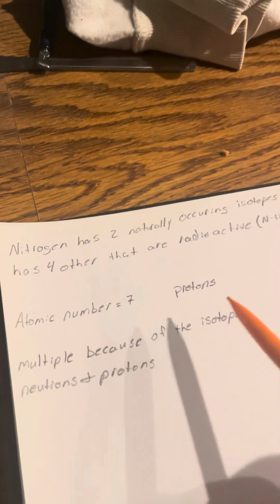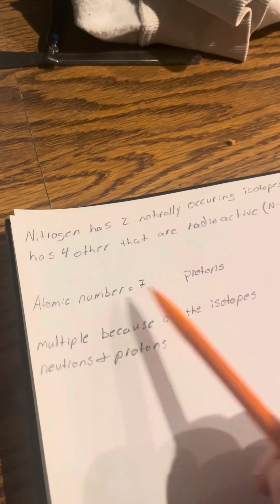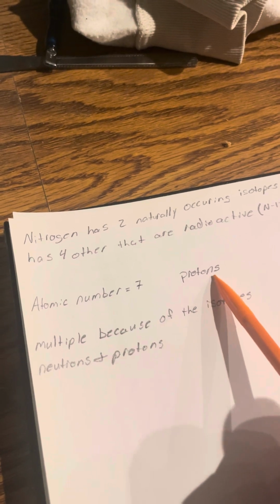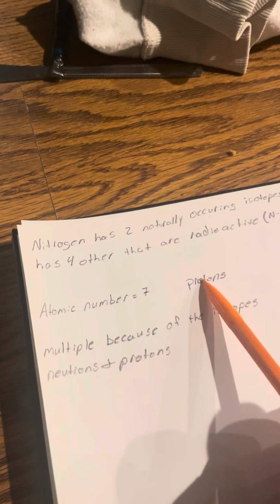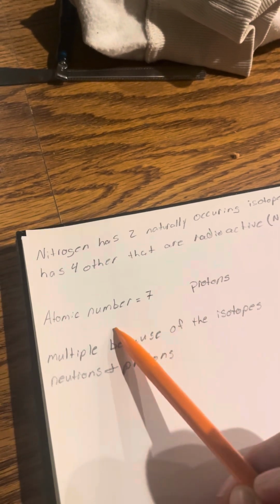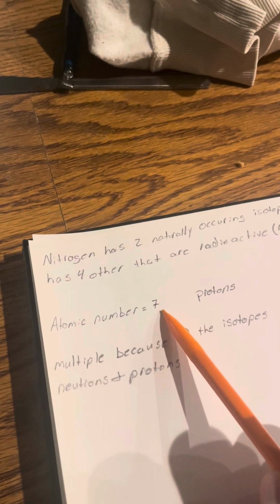So the atomic number for nitrogen is 7. Now, the atomic number is the number of protons in the nucleus of the atom, and this does not change, because if the number of protons went down to 6, the element would change into carbon. So nitrogen only has one atomic number, and that is 7.